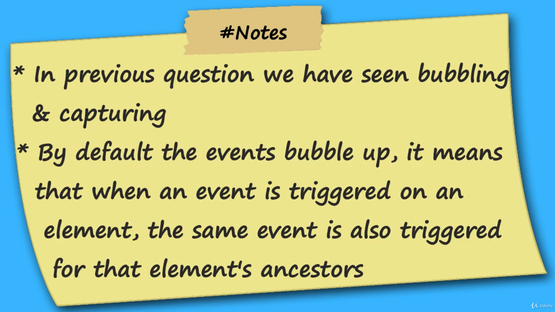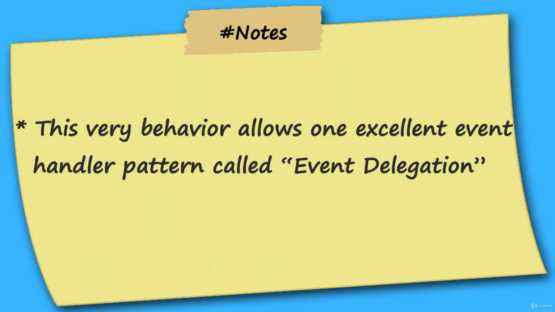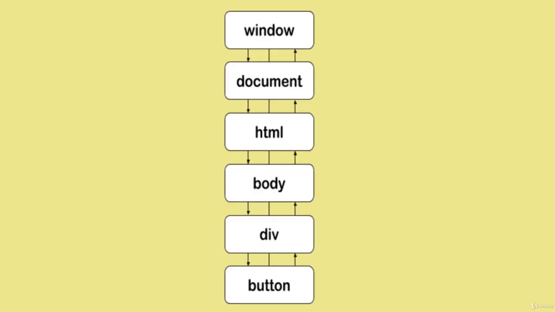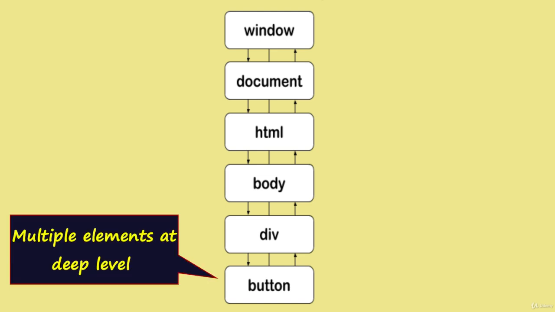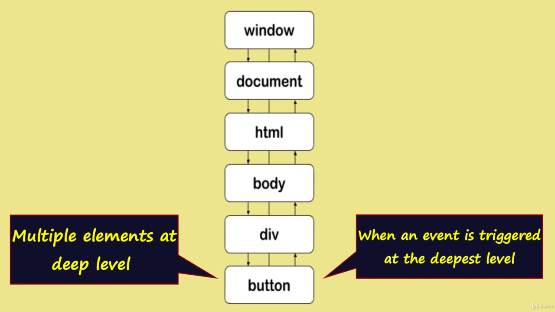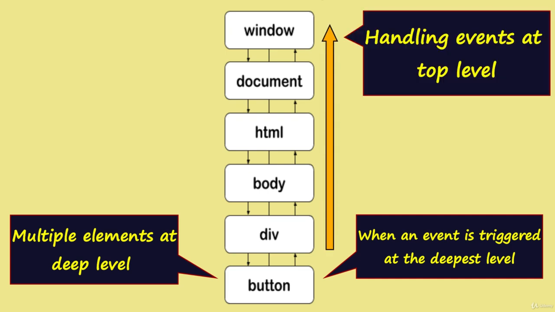By default the events bubble up. It means that when an event is triggered on an element, the same event is also triggered for the element's ancestors. This very behavior allows one excellent event handler pattern called event delegation. The benefit of this behavior is realized when you have multiple deep level elements, and on the deepest level an event is fired and you want to handle it at a top level.